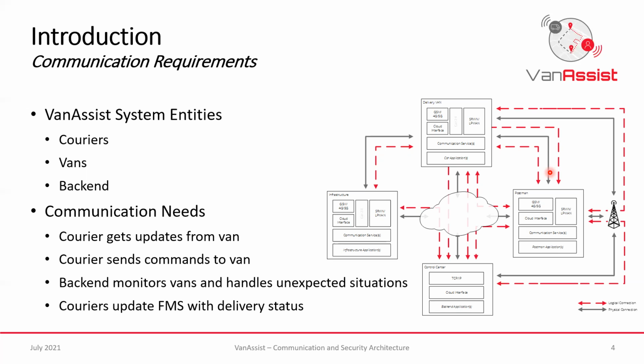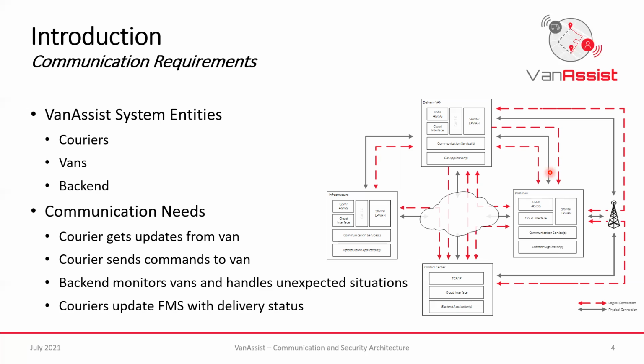And what are the communication needs of such a system? One need is that the courier should be able to get updates from the van, if there is an error in the van, or its location, its speed, and so on. The courier should also be able to send commands to the van, for example, to send it to a new location.